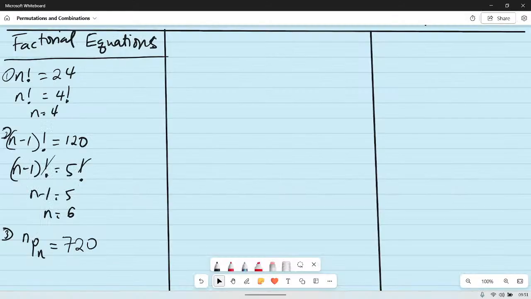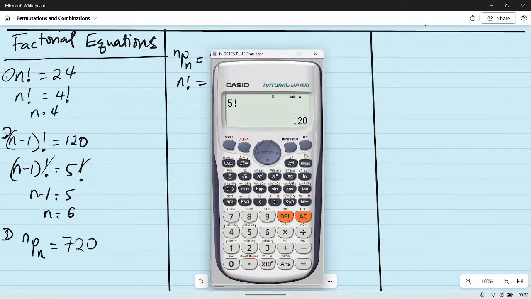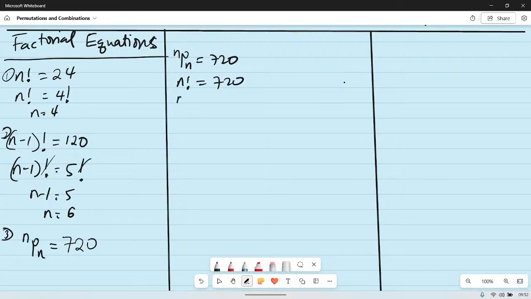Now, over here, we know that n permutation n equals 720, the same as n factorial equals 720. And what factorial gives you 720? Let's check 6 factorial. So this becomes n factorial equals 6 factorial. N equals 6, right?